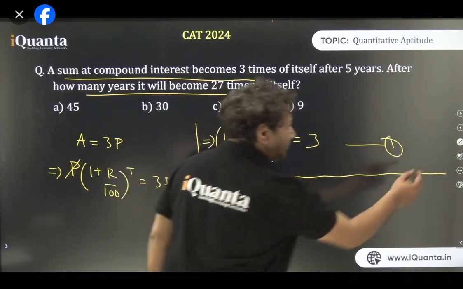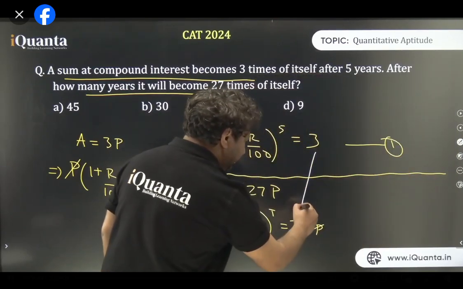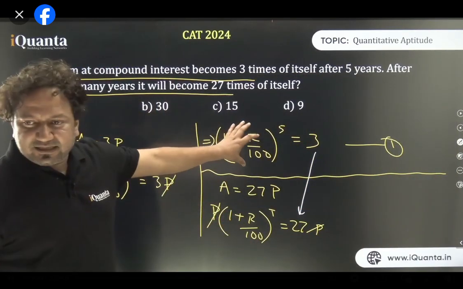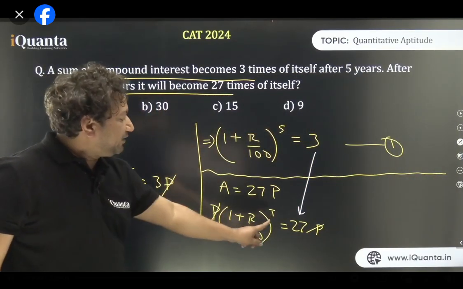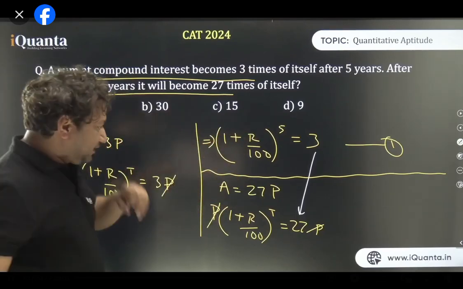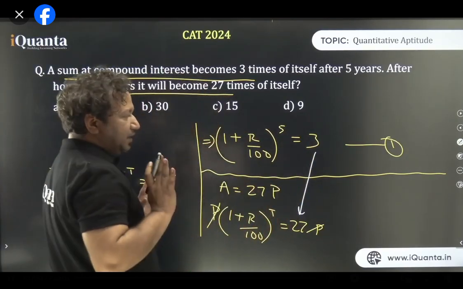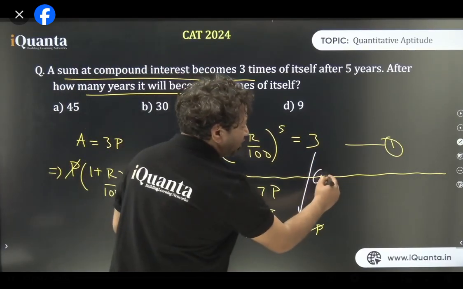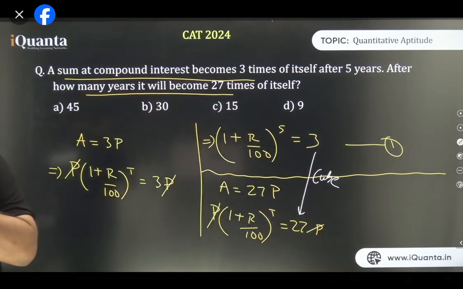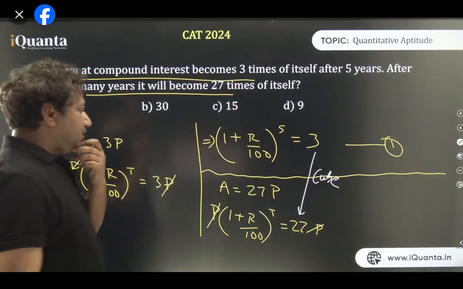Now what? Let us try to find the relation between 3 and 27. Something has to be connected. On the left hand side, we have 1 plus R by 100. The power here is 5, the power here is T. We don't know how to relate those, but 3 and 27 must be related somehow. What is 27? It is the cube of 3, isn't it? Perfect.